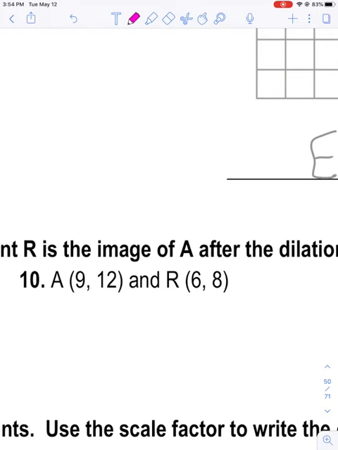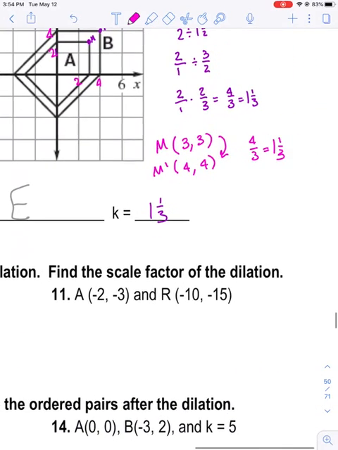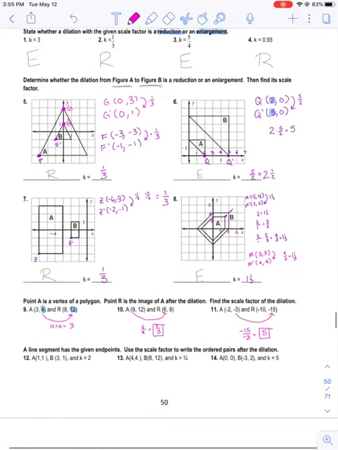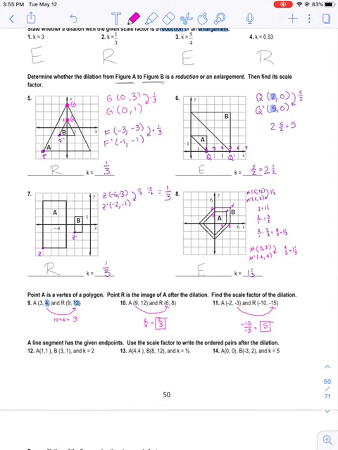All right, 10, I'll go from 9 to 6. So that means I want to do 6 divided by 9. That reduces to 2/3. So that one is going to be a reduction. And 11, I'll go from 3 to 15, and they're both negative. So negative 15 divided by negative 3 is 5. That's an enlargement. So remember, it's just whatever the arrow points to divided by the other one.